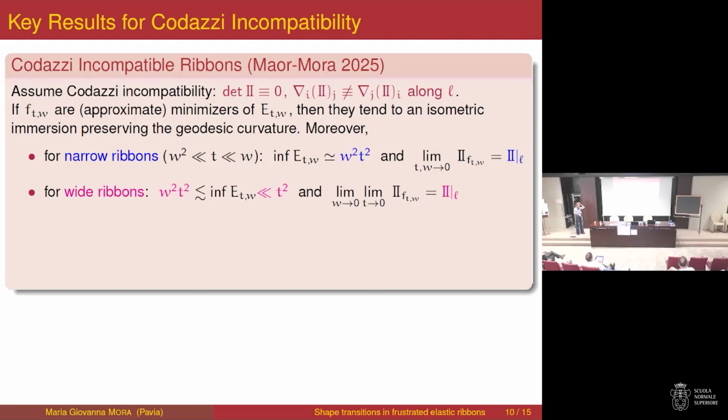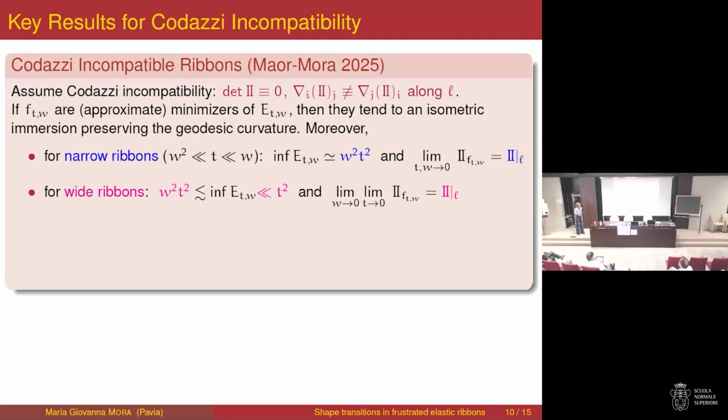So here we are always in the flat case, but the Codazzi equations are not along the midline. Okay, so under this assumption, we have a rather precise result for narrow ribbons. So we can show that this is the scaling of the energy, and the limit of the second fundamental forms is, again, as in the Gauss incompatible case, the target curvature.